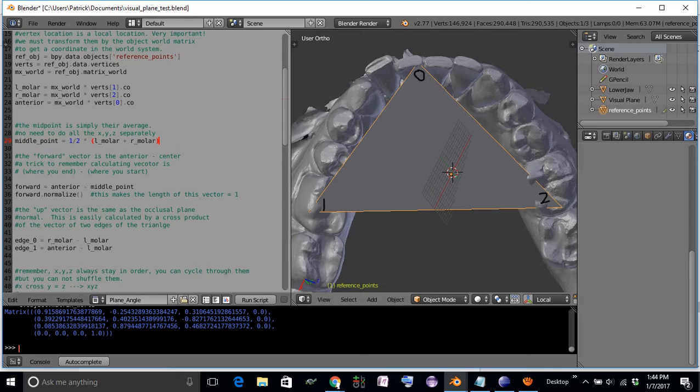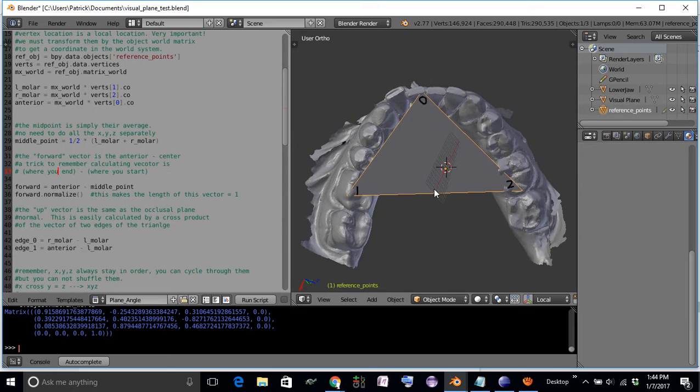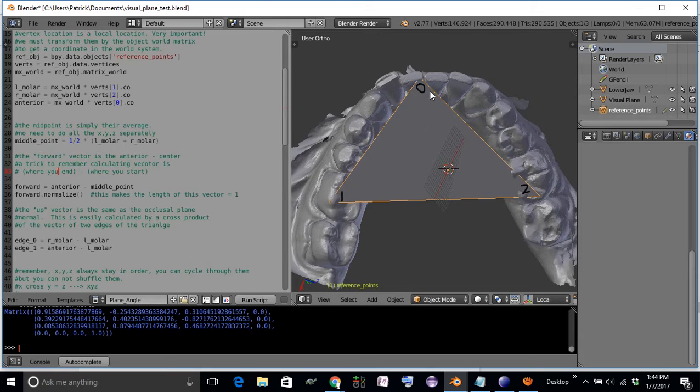So this gives us our middle point right here between the molars. And now we want to define a vector that represents the forward direction, or pointing out the anterior of the teeth. So we will take that as from the anterior point to the midpoint. So that's going to look something like this.